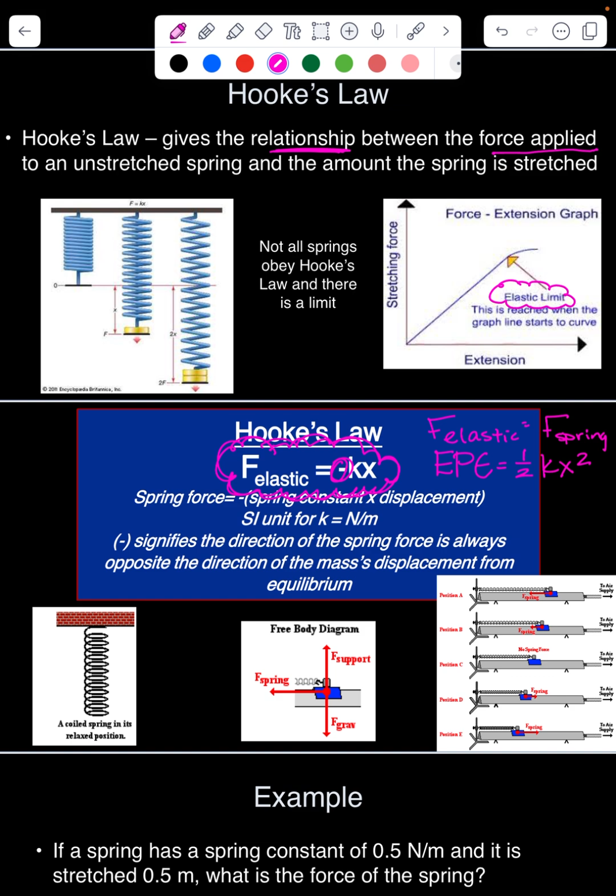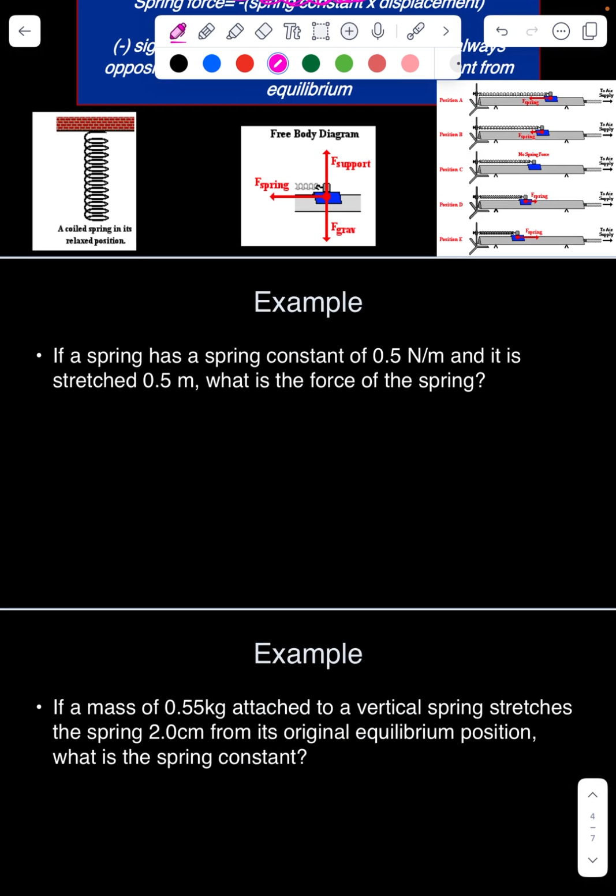Your x is just going to be the distance that it is either stretched or compressed. All right, so let's try this example. If a spring has a spring constant of 0.5 newtons per meter, and it is stretched 0.5 meters, what is the force of the spring? We have been given our spring constant of 0.5 newtons per meter. We have also been given x.